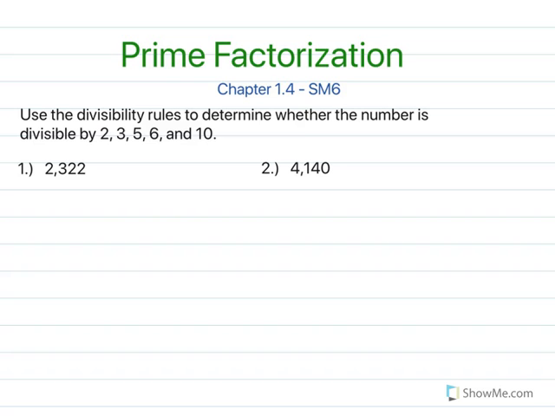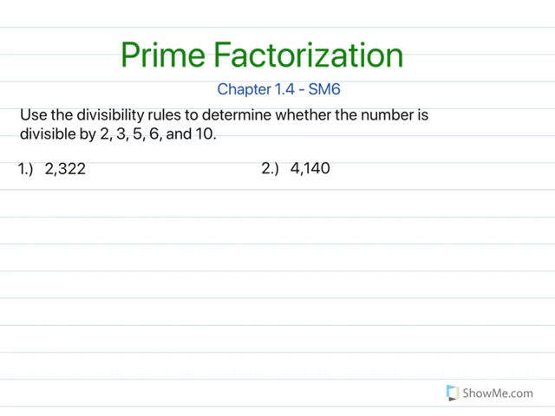Okay, so when it tells us to use the divisibility rules to determine whether the number is divisible by 2, 3, 5, 6, and 10, let's just discuss what the different divisibility rules are. So for a number to be divisible by 2, the last digit of the number is an even number. So if it ends in a 0, 2, 4, 6, or 8, it's divisible by 2.